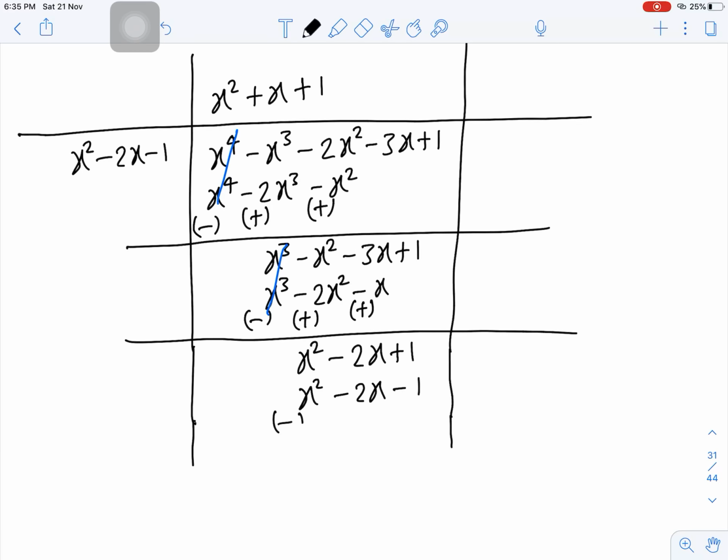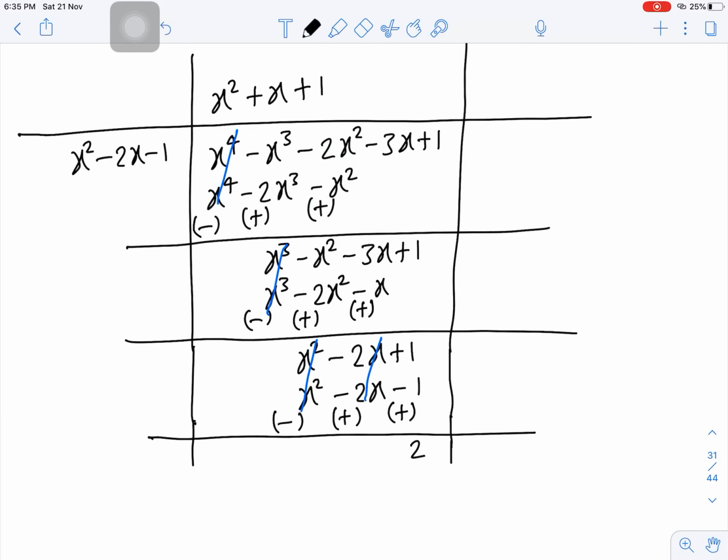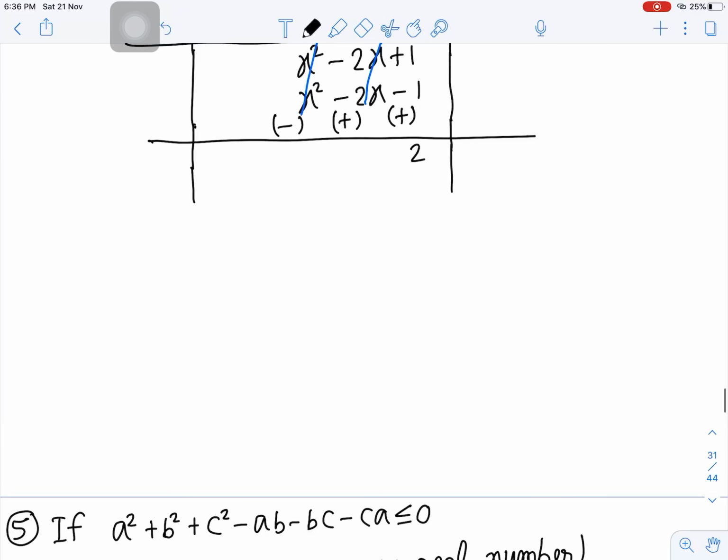So when you subtract, the sign will change, and finally x square will get cancelled, 2x will get cancelled, you will get 1 plus 1, 2. So this remainder is the answer. Why is it the answer? Because I explained that earlier also.